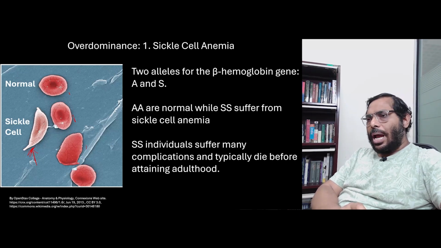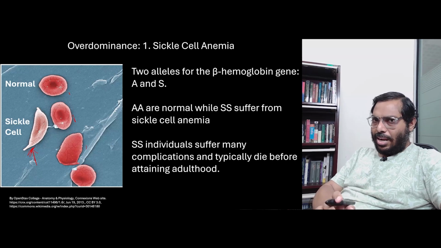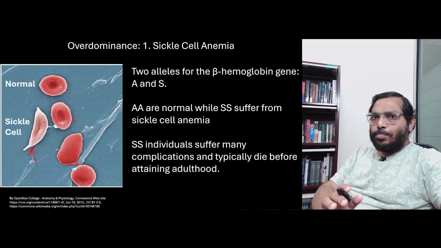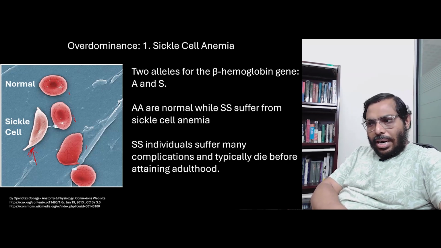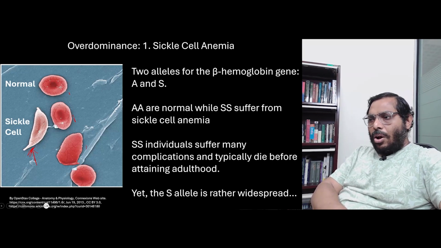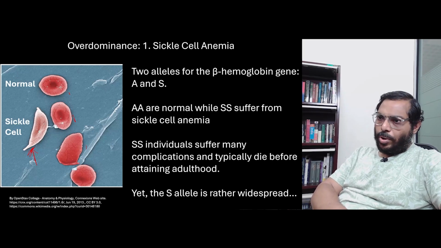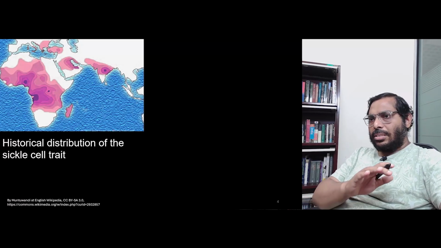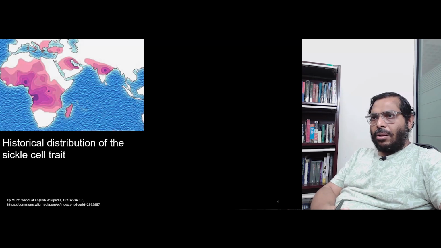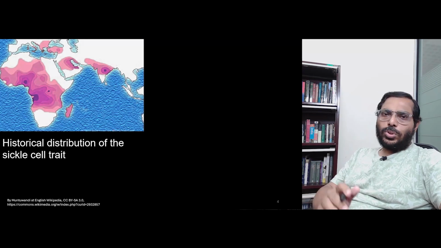So, this tells you that there is a very strong selective pressure against this allele, and therefore you expect the frequency of this allele to be very, very low in the population. However, that is not entirely correct, and frankly speaking, the S allele is rather widespread across the globe. Just to show you, the historical distribution of the sickle cell trait is over a lot of Africa, quite a bit of the Middle East, and also India.